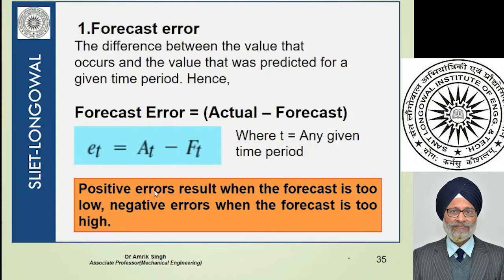So positive error results when the forecast is too low. When the forecast is very low, but the actual demand has come. Negative errors occur when the forecast is too high. You have made a forecast that 100 items will be sold in the month of April, but the actual was only 30. So 30 minus 100 will be negative. So negative error and positive error.